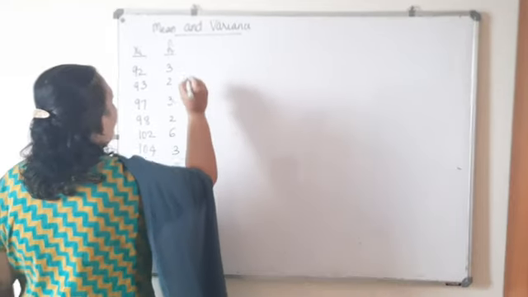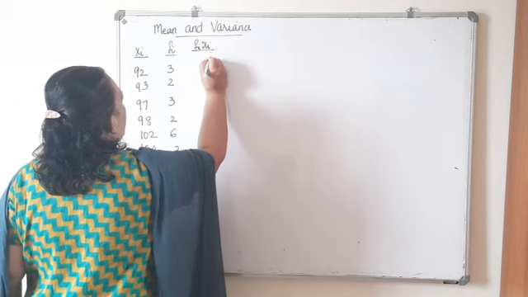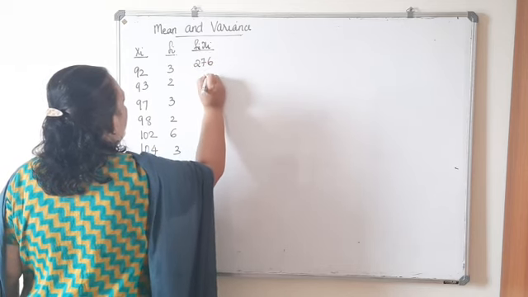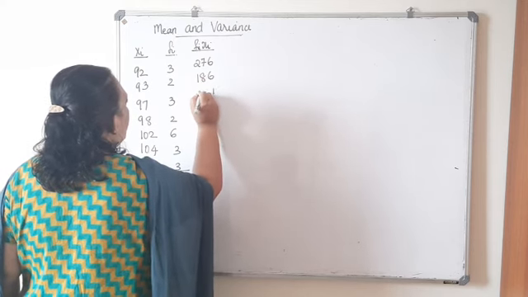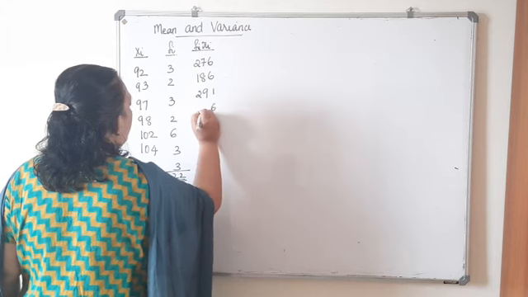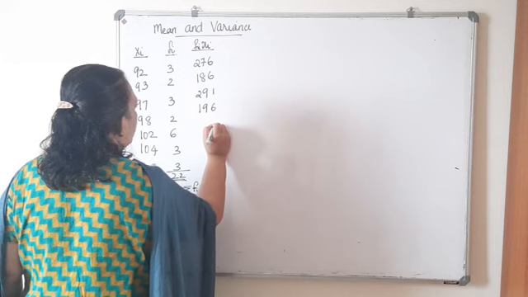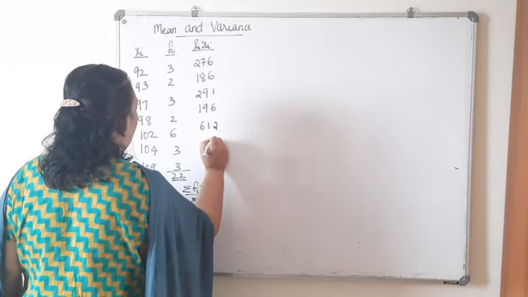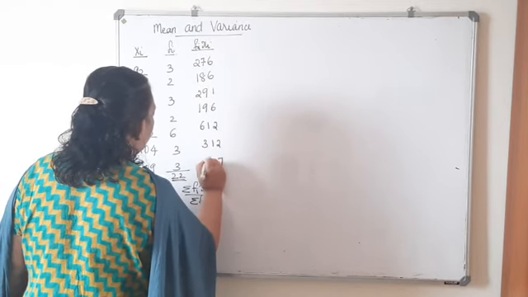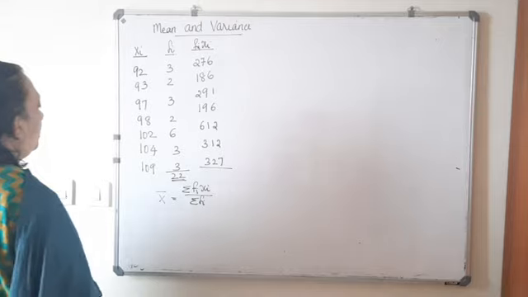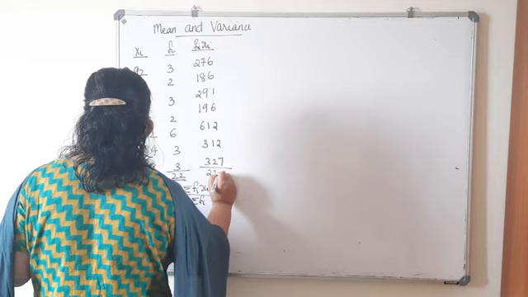Next column will be fi into xi. 2 3s are 6, 2 9s are 18, and so on, and the sigma sum is equal to 2200.